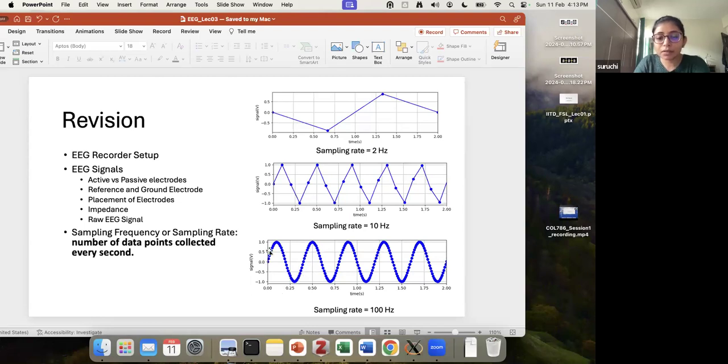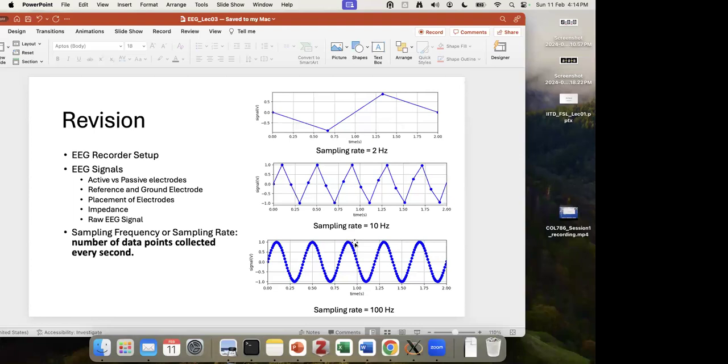Signal frequency is related to the shape of the signal. If your signal has a repetitive pattern, how many peaks do you see in a second? That is your signal frequency. Okay, so here you see 1, 2, 3 peaks. So your signal frequency is 3 hertz. Clear?